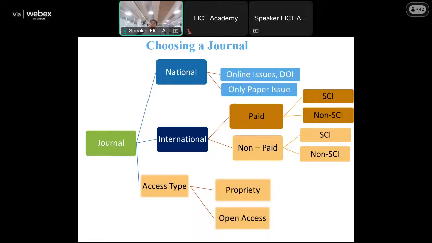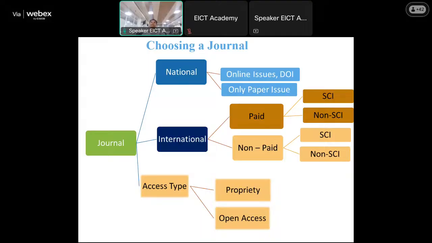Now that journal, whether national or international, can be categorized as paid or non-paid. What is the meaning of a paid journal and a non-paid journal? In a paid journal, in order to publish your article, you need to pay fees. When I, as an author, make a payment to a journal, that category is considered a paid journal. As an author, I am paying a publisher a fee so that my article can be published.